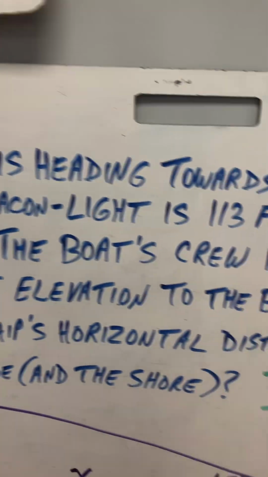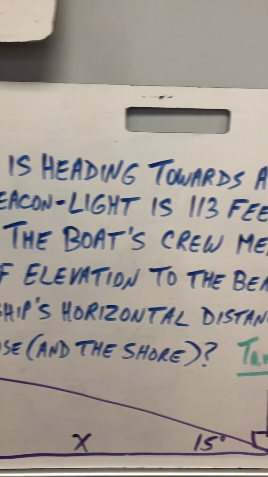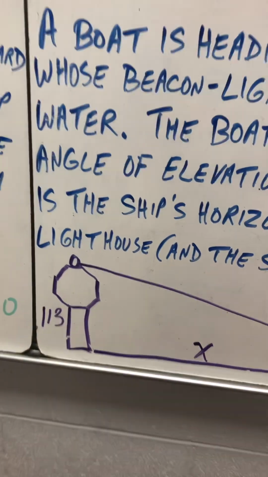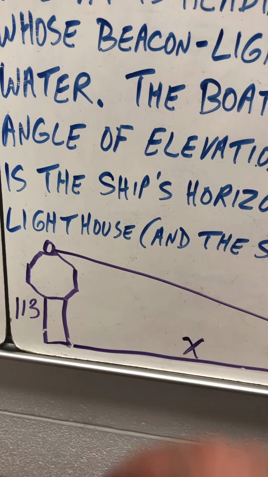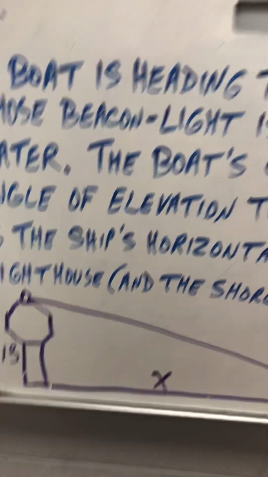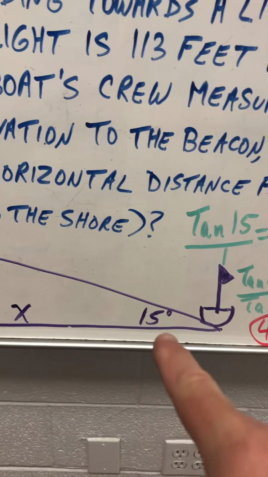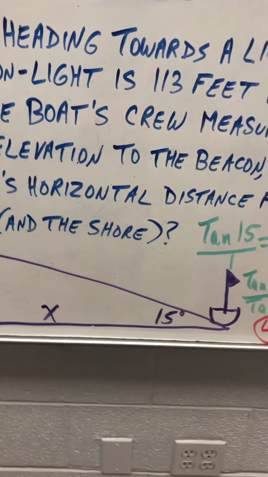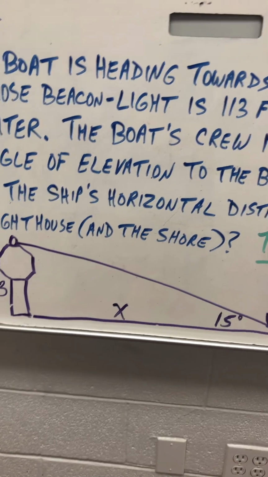A boat is heading toward a lighthouse whose beacon light is 113 feet above the water. Okay, here's a bad picture of a lighthouse. 113 feet. Right. The boat's crew measures the angle of elevation to the beacon, 15 degrees. There's 15 degrees angle of elevation. What is the ship's horizontal distance from the lighthouse and the shore, meaning here?